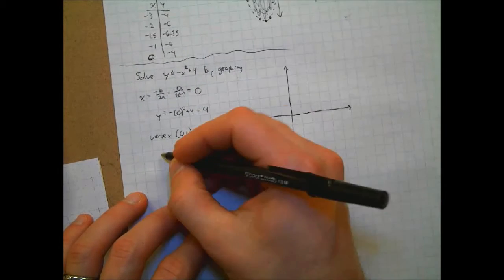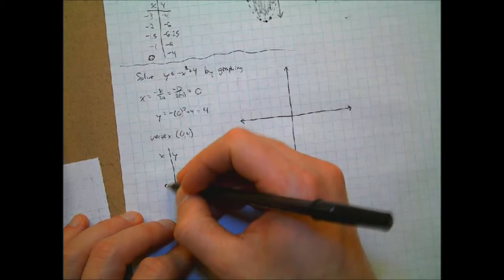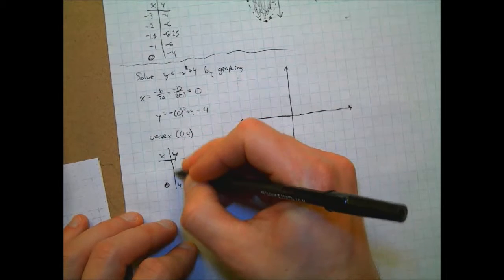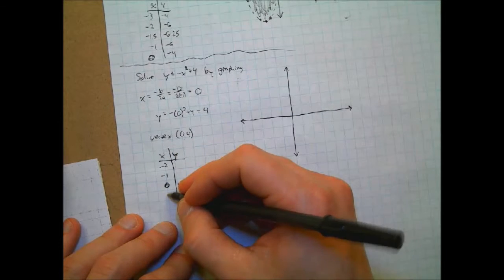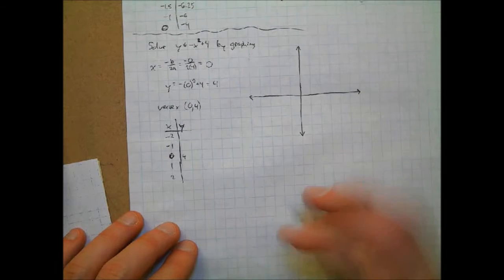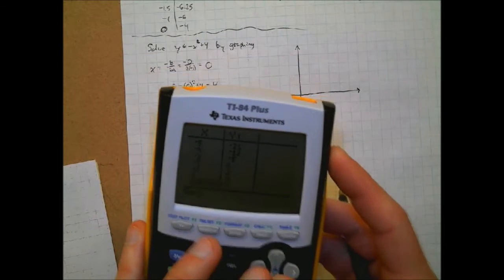I'll make a table too here just so I can do that. So again, make an XY table. I'll put the 0, 4 in the center of the table. Pick some points before it, like negative 1, negative 2. Pick some points after it, like 1 and 2. And you just plug these in, or again, you can use your graphing calculator to fill out that table because it's already got the values done.